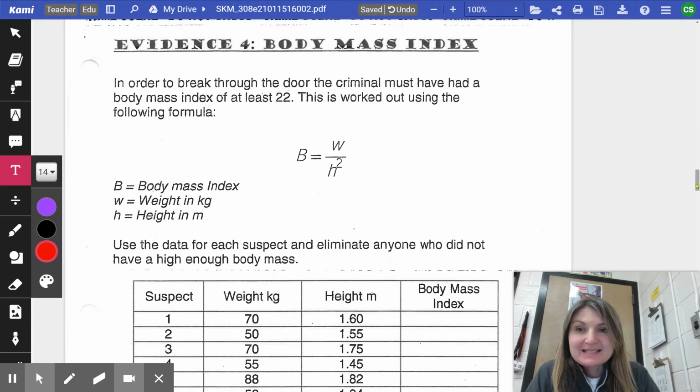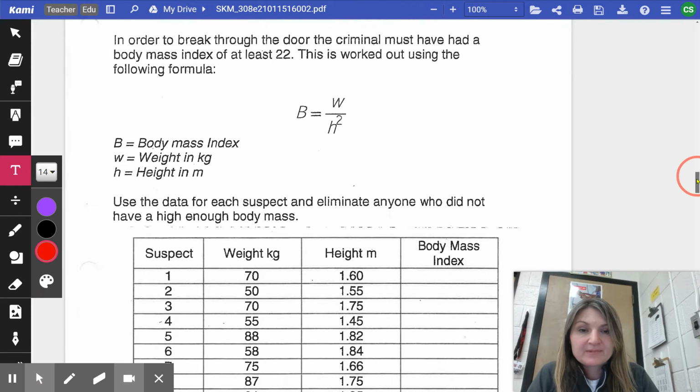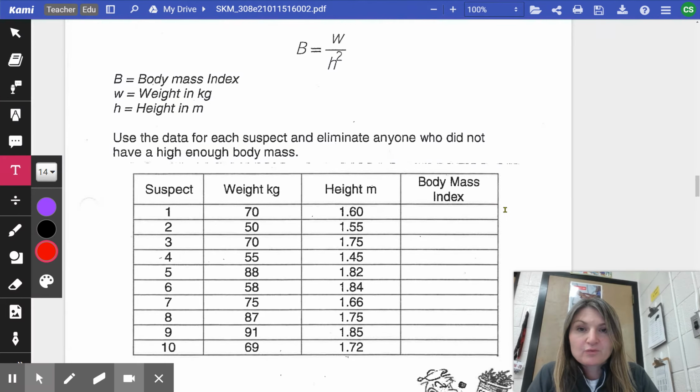Body mass index. In order to break through the door, the criminal must have had a body mass index of at least 22. This is worked out using the following formula. B equals W divided by H squared. B is your body mass. W is going to be your weight. H is your height. Use the data for each suspect and eliminate anyone who does not have a high enough body mass. Okay, so I'll show you how to do the work for the first one.